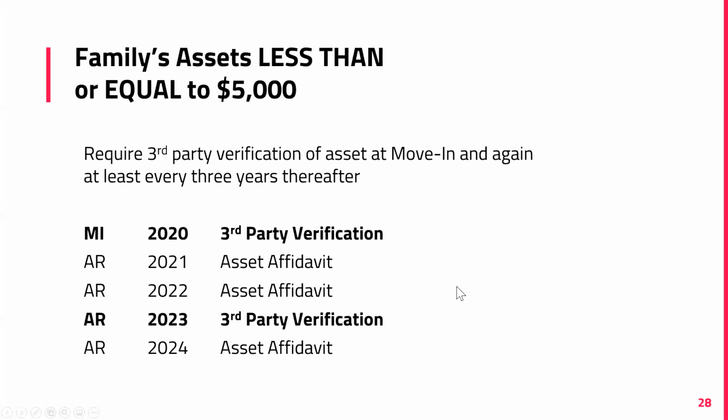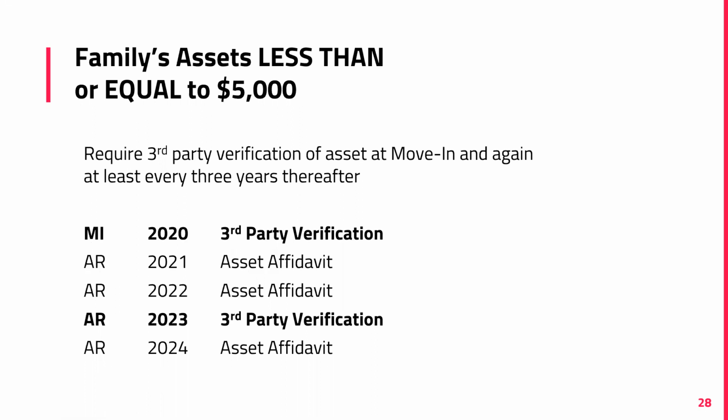Let's talk really quickly about an asset. So if the family asset is less than or equal to $5,000, they only need to do third-party verification at move-in or at an annual recertification. Between the years, they can use an asset affidavit, and our asset affidavit that is being used for the tax credit property is perfectly okay to use with a PIH or the regular project-based Section 8 properties as well.